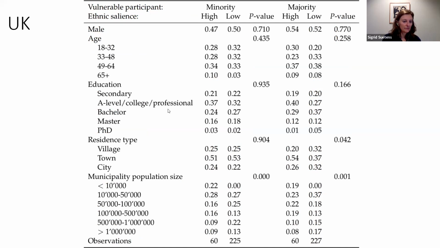There's not much of a difference, except in terms of the municipality population size. So we have a little bit of an oversampling of smaller municipalities in the high ethnic salience waves. So you can see that here and here versus here and here. So here we do get a statistically significant difference between high and low. So it's going to be important to include these variables as control variables in the regressions later on, right?